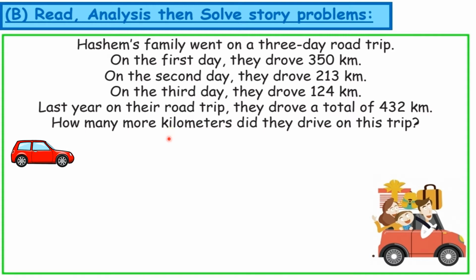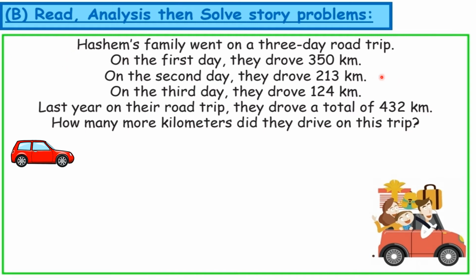Hisham's family went on a 3-day road trip. On the first day, they drove 350 kilometers. On the second day, they drove 213 kilometers. On the third day, they drove 124 kilometers. But last year, on their trip, they drove a total of 432 kilometers. How many more kilometers did they drive on this trip? That's a really long one.